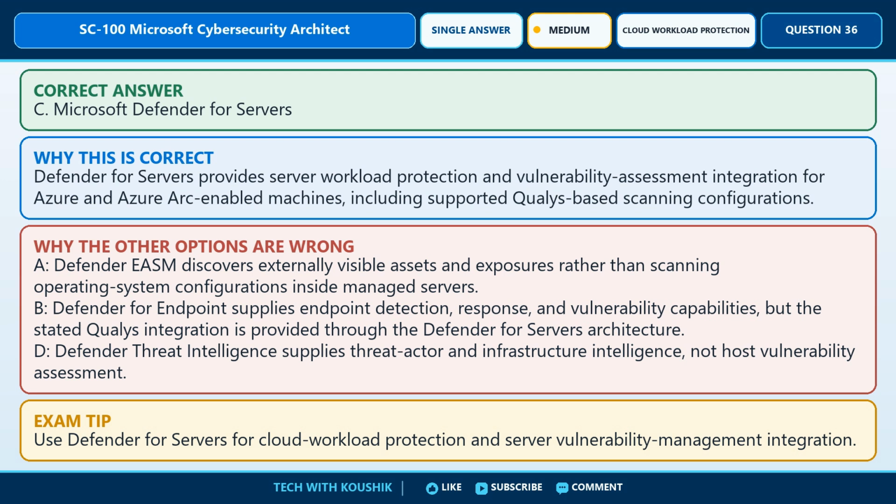A. Defender EASM discovers externally visible assets and exposures rather than scanning operating system configurations inside managed servers. B. Defender for Endpoint supplies endpoint detection, response, and vulnerability capabilities, but the stated Qualys integration is provided through the Defender for Servers architecture. D. Defender Threat Intelligence supplies threat actor and infrastructure intelligence, not host vulnerability assessment. Exam tip. Use Defender for Servers for cloud workload protection and server vulnerability management integration.